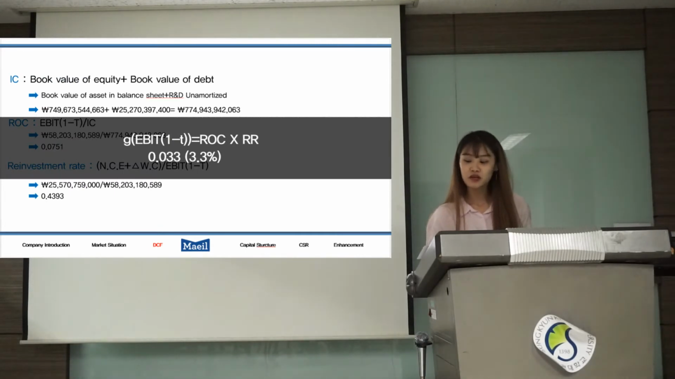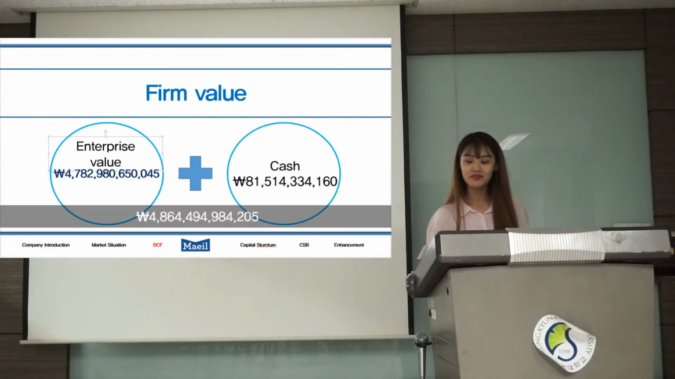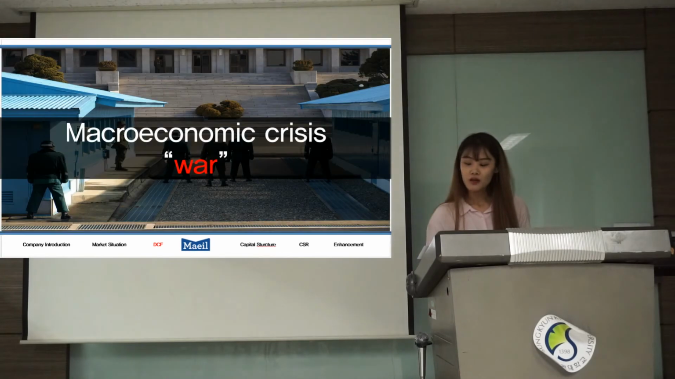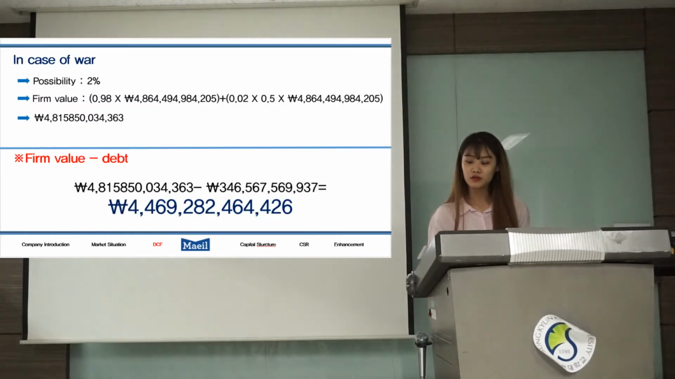We can calculate the growth rate by multiplying ROC and the reinvestment rate, so the growth rate is about 3.3%. But the growth rate cannot exceed the GDP growth rate, so we simply assume that the growth rate is the same as the GDP growth rate, 2.6%. Now we have all the information, such as FCFF, WACC, and growth rate, to calculate the enterprise value. Then we have to add back cash and cash equivalents. By the way, there is a 2% chance of facing a macroeconomic crisis, in which case the value would be halved. So the value of the company applying scenario-based analysis is about 500 billion.